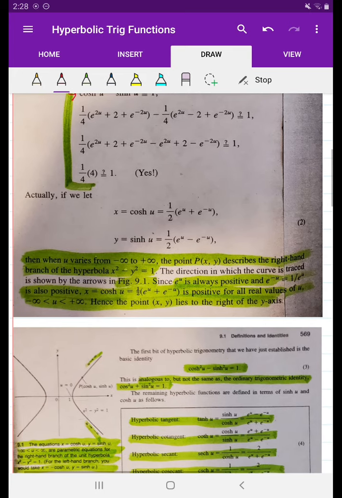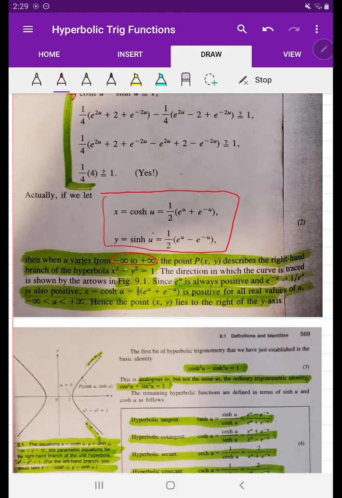So then you have this next statement here. You could say that x is cosh u, which is 1/2 (e to the u plus e to the negative u), and y is sinh u, which is 1/2 (e to the u minus e to the negative u). So we can see that u, or whatever variable you want to plug into your cosh or sinh, the domain of cosh and sinh, is going to vary from negative infinity to positive infinity.